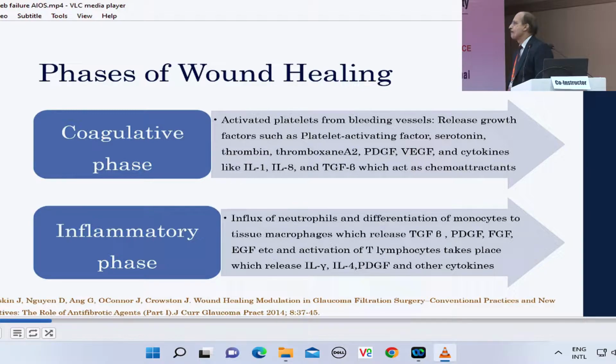Then comes the inflammatory phase, which causes the influx of neutrophils as early as 24 hours. There occurs differentiation of monocytes to tissue macrophages, which happens around day 3, which release TGF-beta, PDGF, FGF, the epidermal growth factor, and simultaneously there is activation of T lymphocytes, which release interleukins, PDGF, and other cytokines, leading to a continuous inflammatory phase.